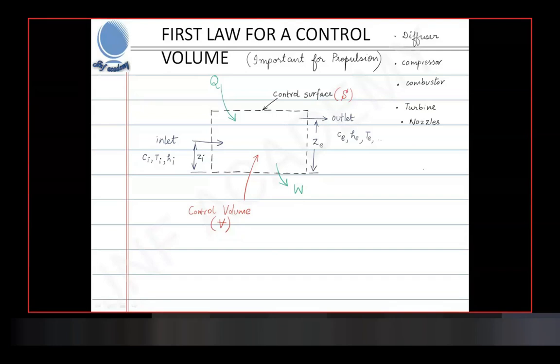The box that I have, that's called the control surface. Everything inside the box is called the control volume. Without even knowing what is inside, it could be a compressor, it could be a turbine, I don't know. I don't want to open what is inside. Without even analyzing what is happening inside, just from the information on the control surface, that is at the inlet and at the outlet, I'll be able to say what kind of a device it is and what the property changes are and so on. So this is nothing but control volume analysis. And we are going to apply the first law to a control volume.